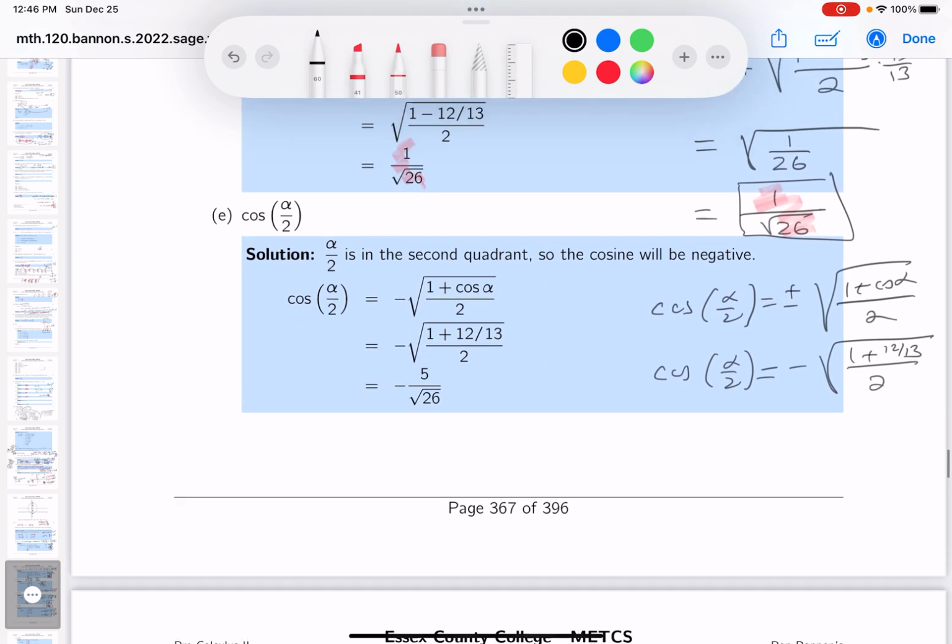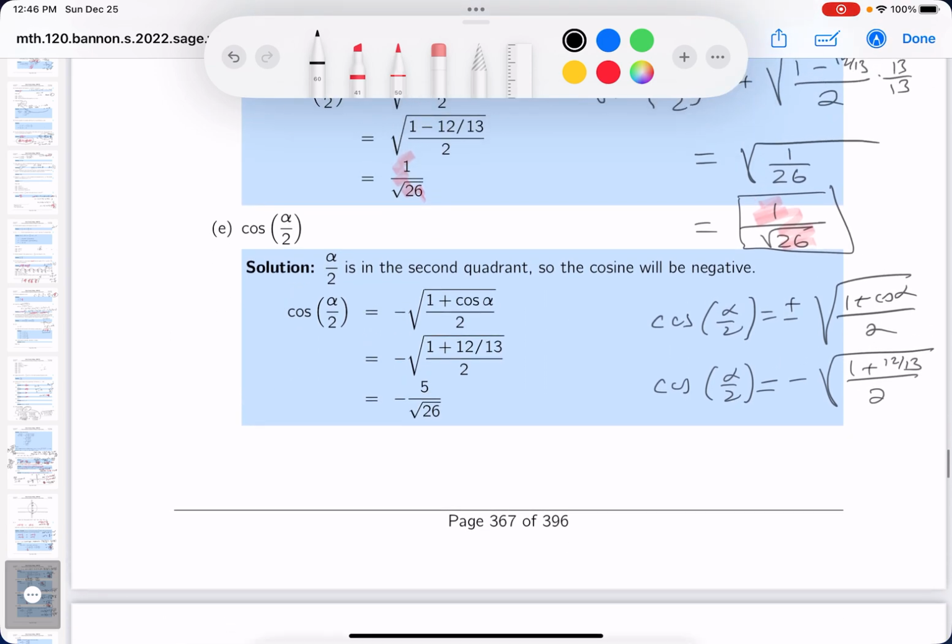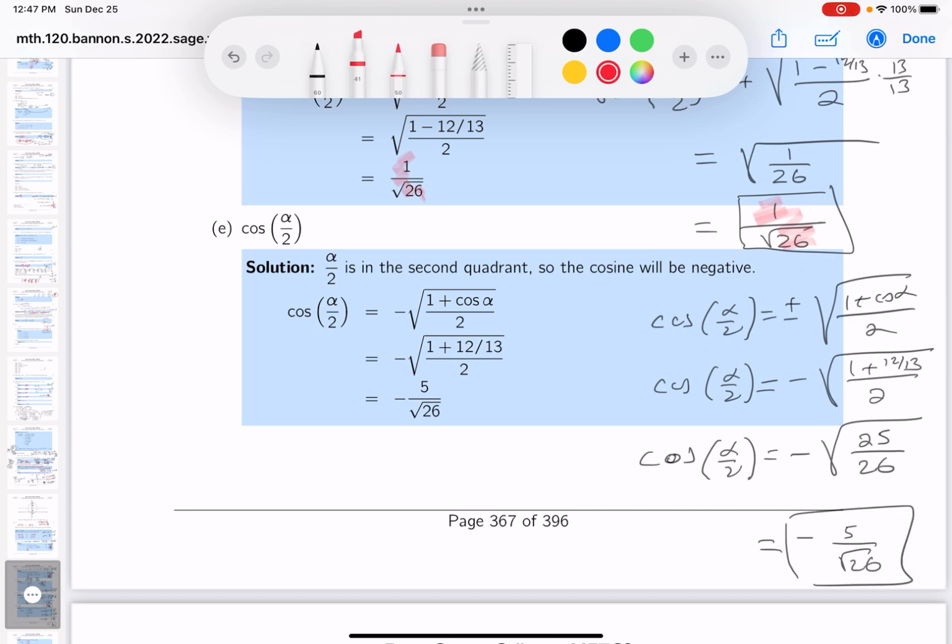Multiply top and bottom by 13, the fraction, or the radicand. What do you get there? 13 plus 12, which is 25, over 26. What does this give me? Minus 5 over root 26. Let's put a box on it, commit to it, and let's look at the key. See how we did. It's right over here.